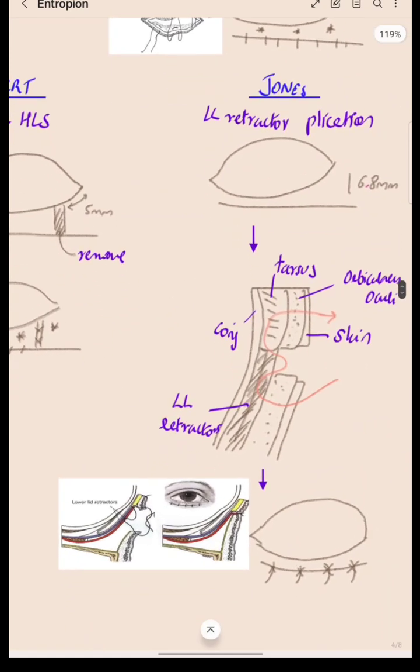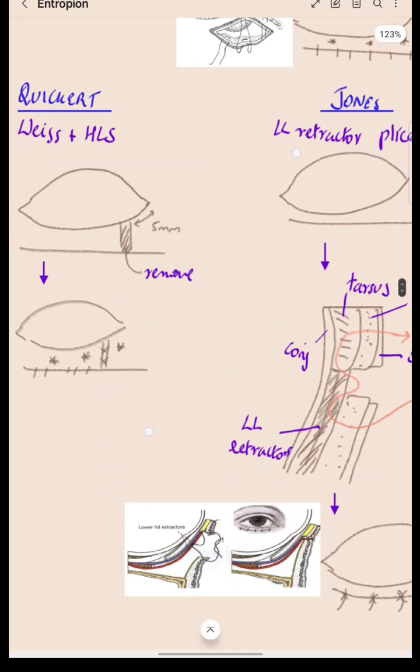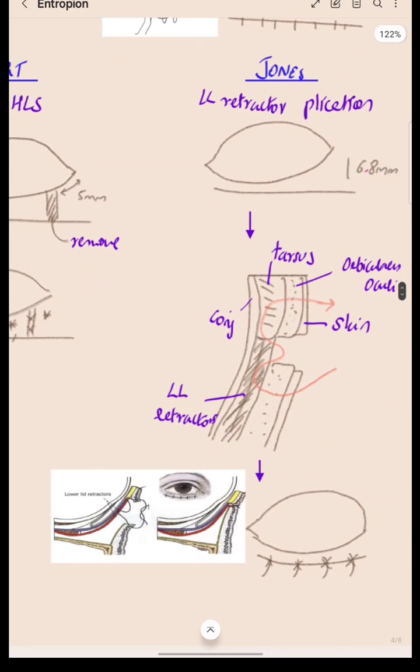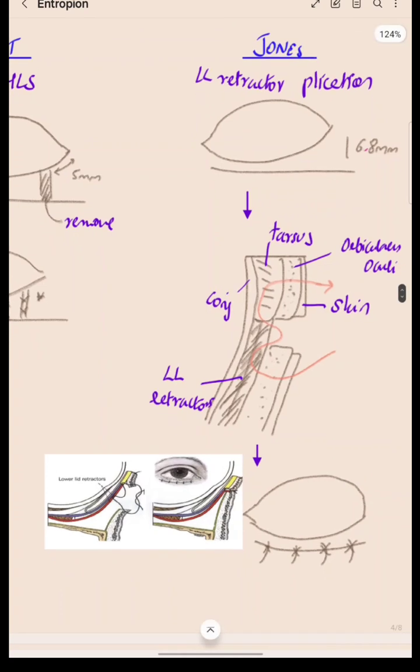Then next is the Jones procedure. In the Jones procedure, we do the plication of the lower lid retractor, which creates a barrier against upward movement of the preseptal orbicularis oculi. Here the procedure is a horizontal skin incision 6 mm below the lid margin. A blunt dissection is done to identify the orbital septum, divide the orbital septum, retract the orbital fat, the lower lid retractor is behind the orbital fat. Confirm and catch the lower lid retractor and ask the patient to look up and down to feel the tug.